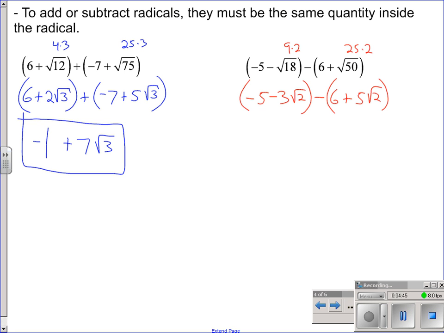And now, like terms, negative 5 minus 6 is a negative 11. We have negative 3 square root 2's. We are subtracting 5 of them. That means we have a negative 8 square root 2. And that is it. Because that negative 11 does not have a square root with it, it is not a like term with the 8 square root 2. So we just leave them separate.